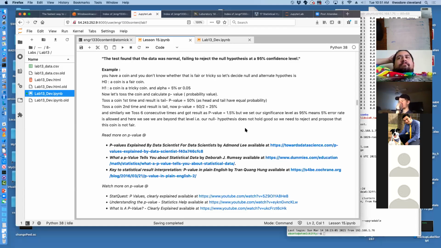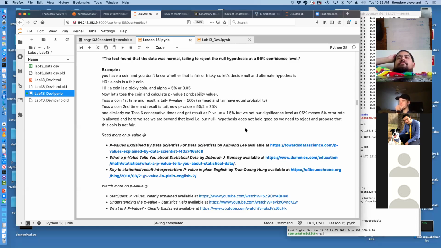We toss it a second time and get a tail. The p-value is 50 divided by 2. It's now 25%. Let's suppose we toss it 6 times in a row and we get 6 tails. Our p-value is 1.5%, but we set our significance level at 95%, or we will accept a 5% error rate, and we find out that we are beyond our acceptable error rate. Thus, our null hypothesis is not supported. We would reject the null hypothesis and propose that the coin is not fair.